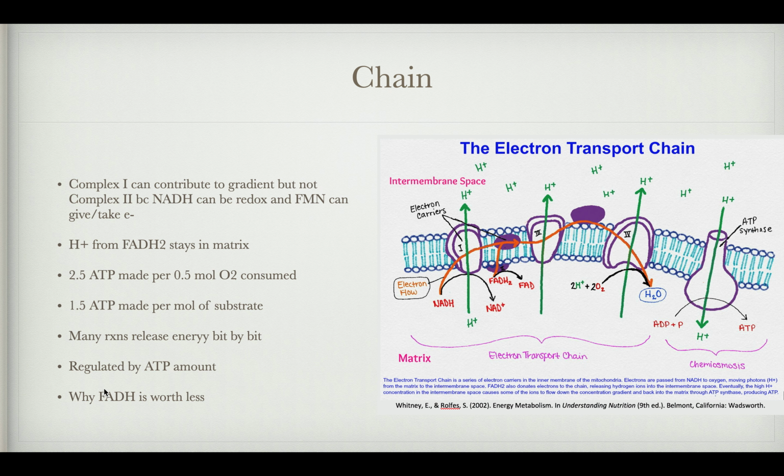Another question that a lot of people ask is, why is FADH worth less? And the answer is in the electron transport chain. But first, FADH is just not a strong reducing agent compared to NADH. Why? It's just the way the structure is. It's just the way nature made it. And it's worth less because it binds to complex 2 and it just gives less energy. So FADH2 doesn't make any protons that get pumped out. So that is why it's worth less.